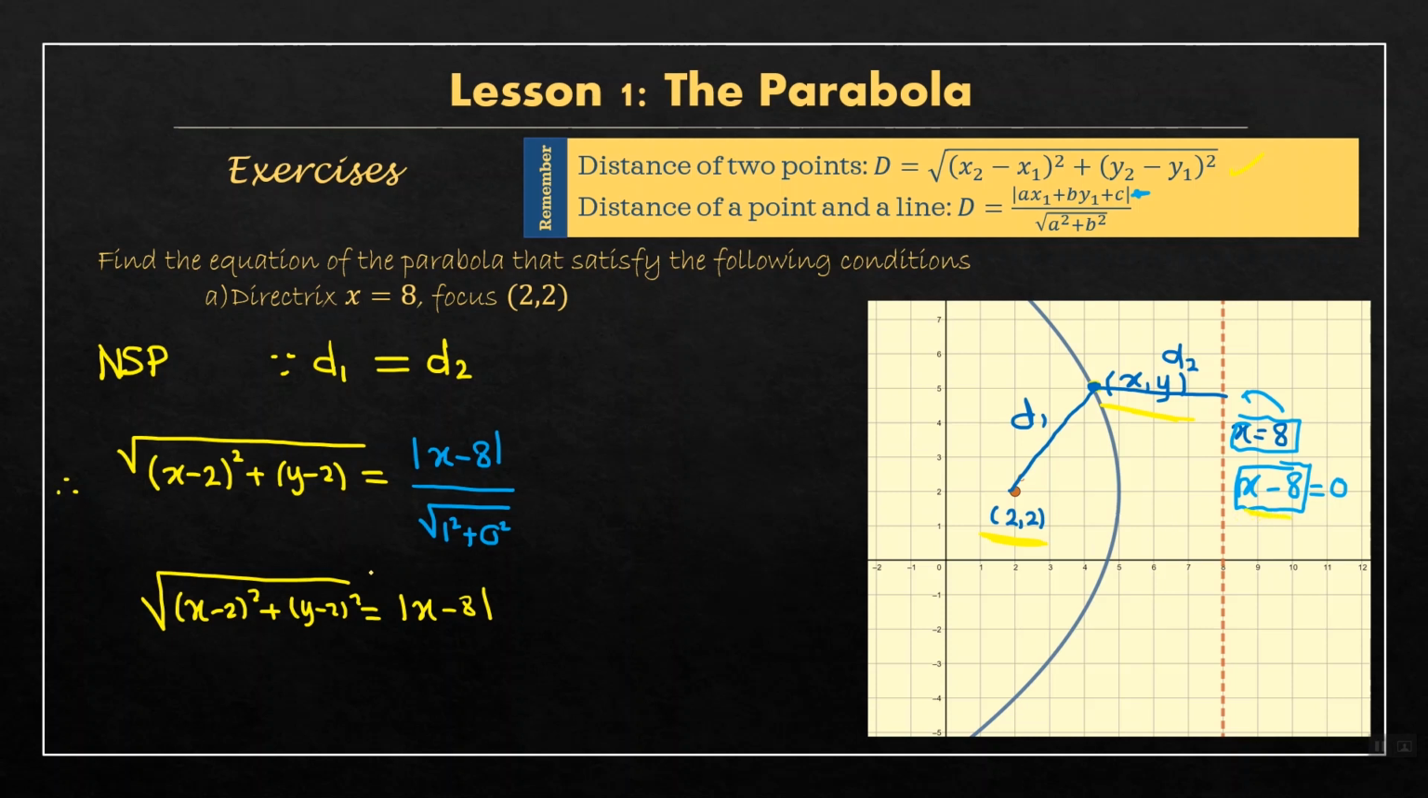So what are we going to do next now to find the equation? I'm going to square both sides. So let's square both sides. If you square this side, you will cancel the square with the square root. You will have the brackets here now. The brackets are squared. You're going to open them using a smiley face. So it is x squared minus 4x plus 4 plus y squared minus 4y plus 4 equals. Now here, you don't cancel the square with anything. You just open this using a smiley face. X squared minus 16x plus 64.